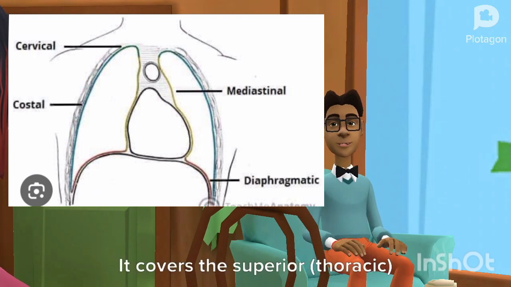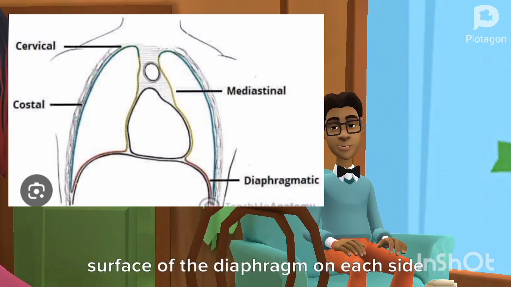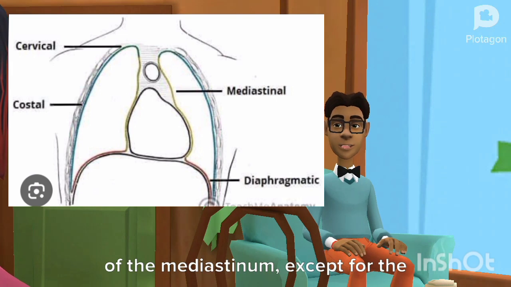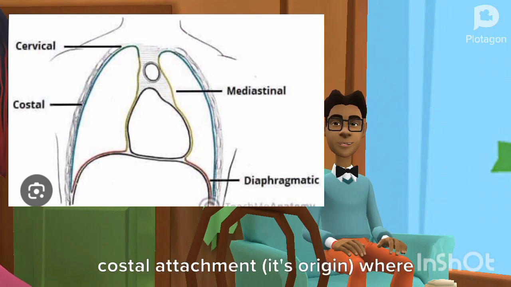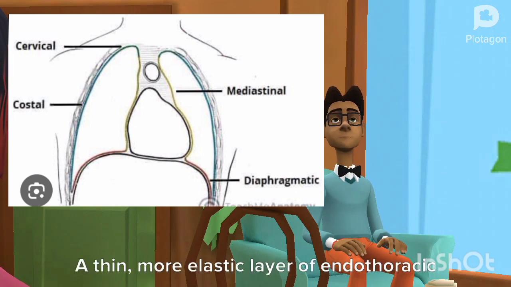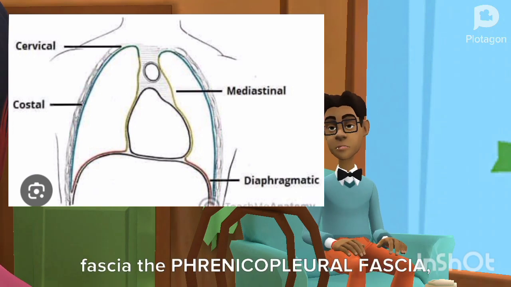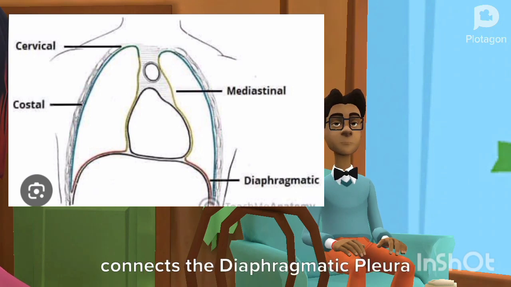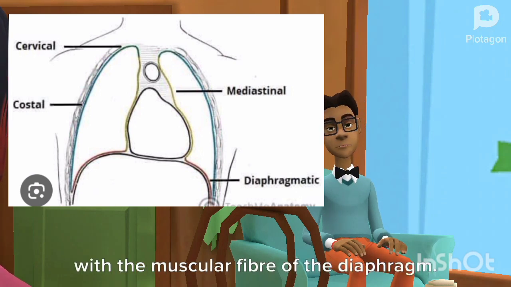The diaphragmatic part of the parietal pleura covers the superior, thoracic, surface of the diaphragm on each side of the mediastinum, except for the costal attachment, its origin, and where the diaphragm is fused to the pericardium. A thin, more elastic layer of endothoracic fascia, the phrenicopleural fascia, connects the diaphragmatic pleura with the muscular fibers of the diaphragm.